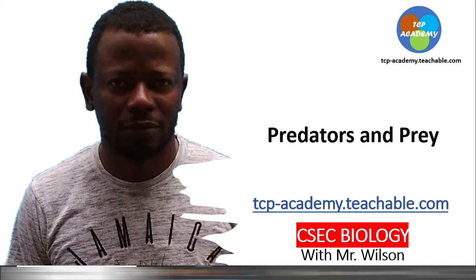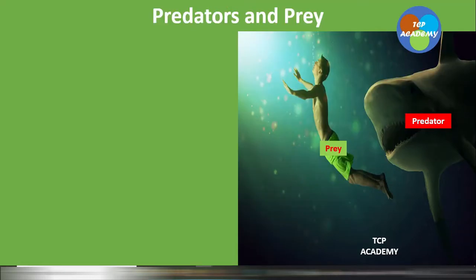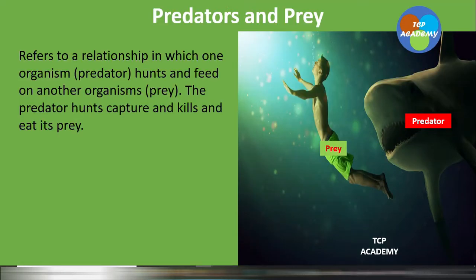Today we're looking at the predator-prey relationship. This is a very important relationship to be covered by the CSEC syllabus. We are looking here at predator versus prey, with the shark being a predator and the human being a prey. This refers to a relationship in which one organism, the predator, hunts and feeds on another organism, the prey. What stands out is that the predator hunts, captures, kills, and eats the prey. The word kill stands out here. Usually, the predator kills the prey.